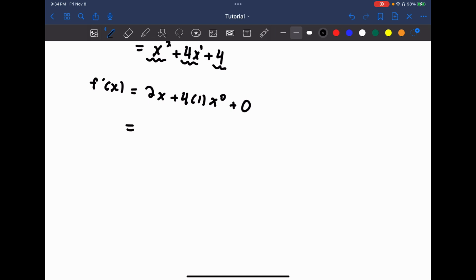So if we want to simplify this function, it would be 2x plus, and if you remember, x to the power of 0 is also 1, so it would be 2x plus 4. And this will be our final answer.